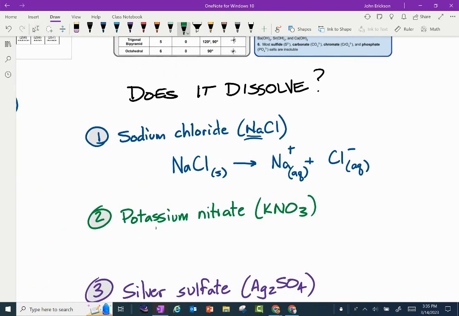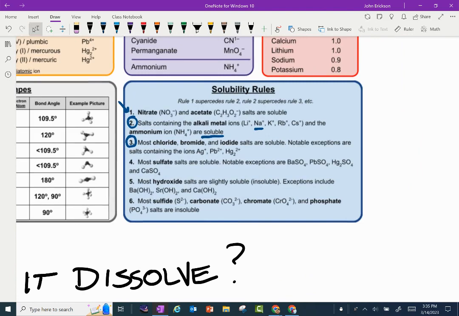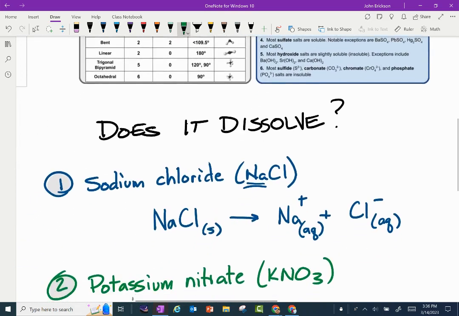What about potassium nitrate? Potassium nitrate, KNO3. Let's see if there's a rule for this. We'll find out if that dissolves when placed in water. So for potassium nitrate, I can use one of the same rules because potassium is an alkali metal. I see it right here. But as it turns out, we would apply rule 1 here because it's also got nitrate in it, nitrate, NO3. It doesn't matter because both of these rules say these things are always soluble. So potassium nitrate dissolves as well.